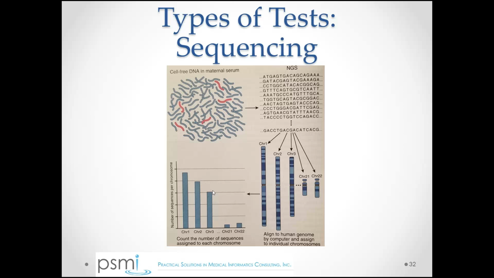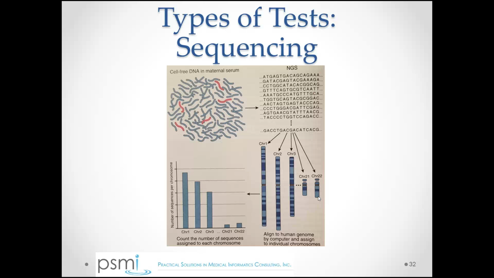One of the methods being illustrated here is that if you sequence a sample of cell-free DNA in maternal serum and map each of these fragments to the corresponding chromosomes, and you see more fragments corresponding to, say, chromosome 22 than would be expected, then you can infer there must be an extra chromosome 22.